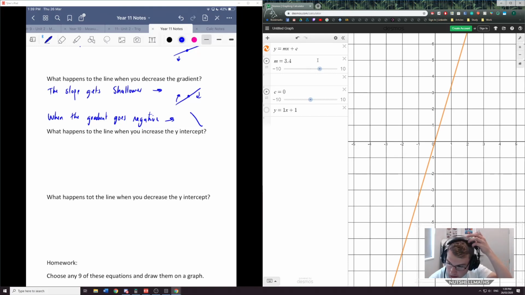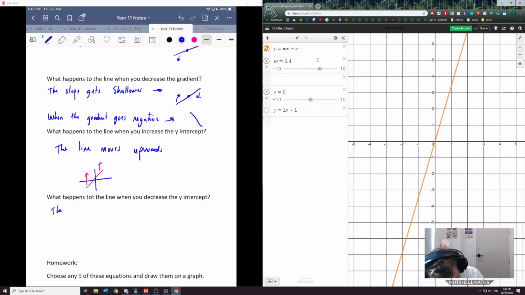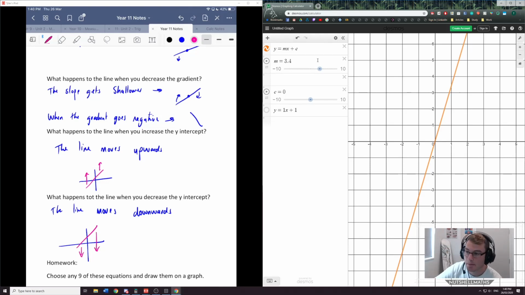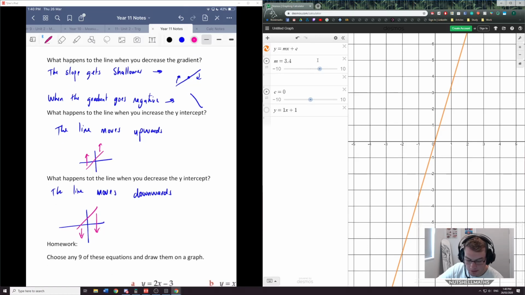What happens to the line when you increase the y-intercept? The line moves upwards. The whole thing shifts up, and if we decrease the y-intercept, the line moves downwards in this direction. The whole thing comes down. You with me so far?